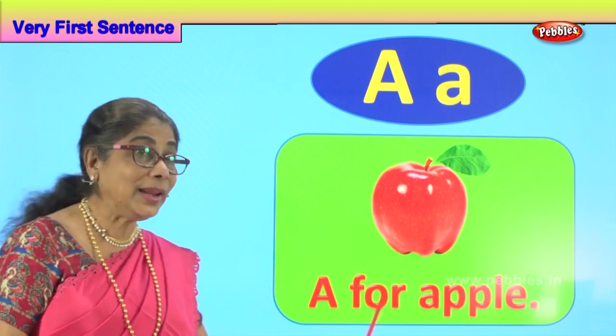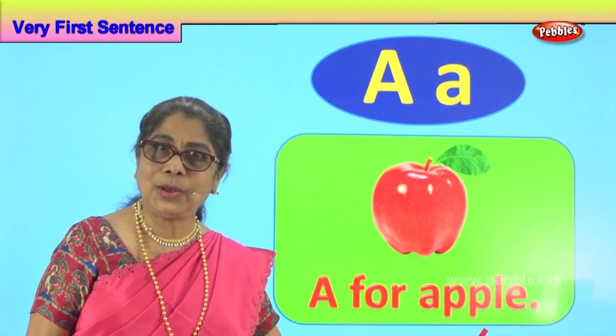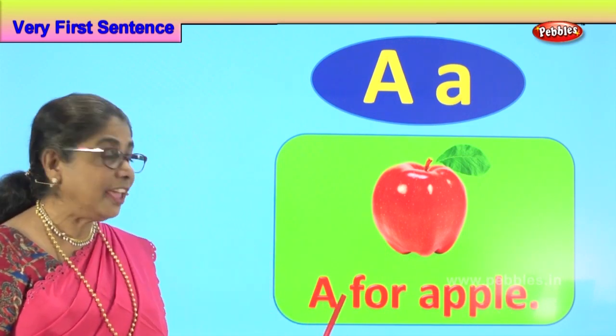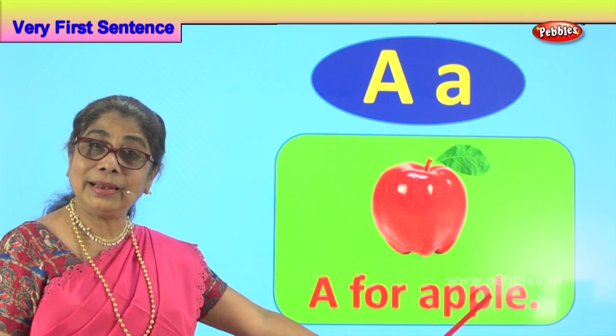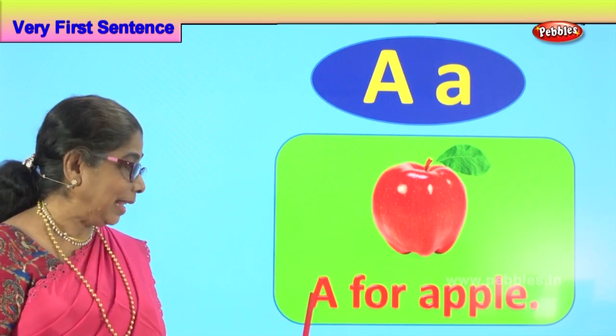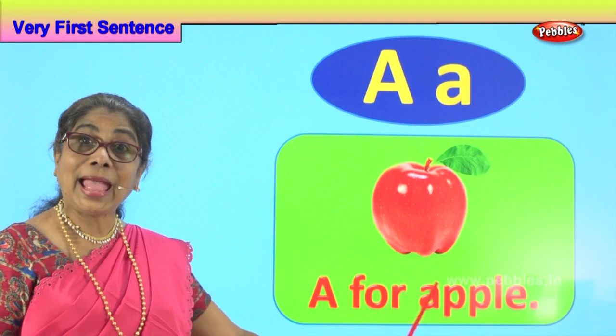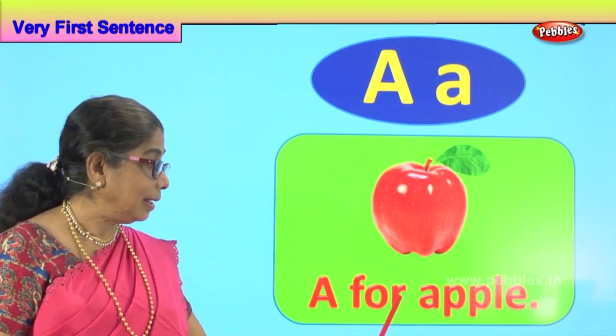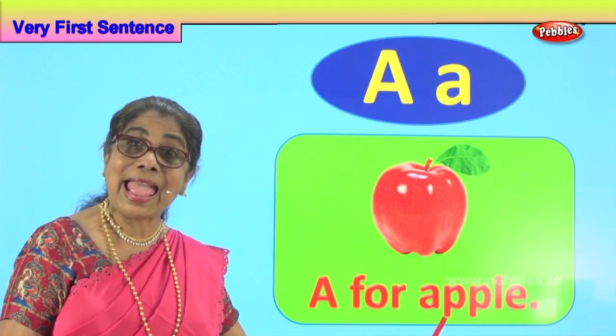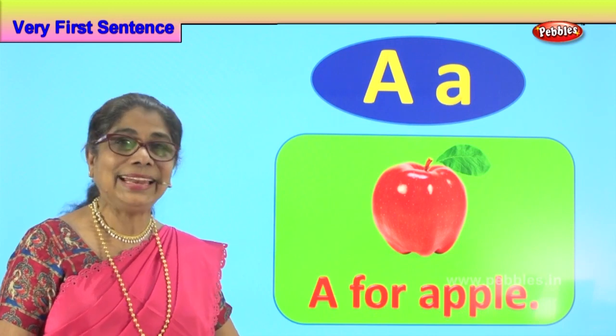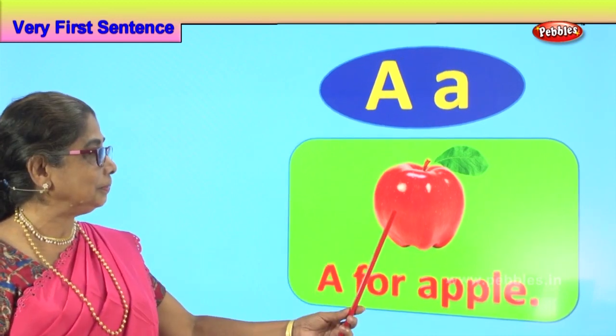Now, let us read what is below here. Shall we? A for apple. Read with me. A for apple. Apple. A. Good. Let's go to the next picture.